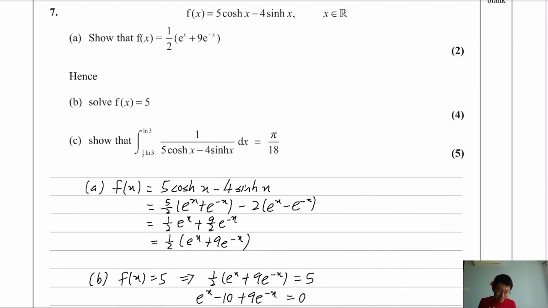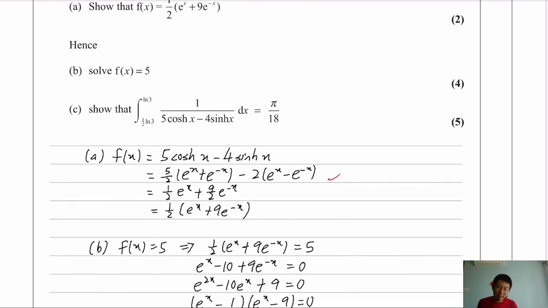So next one, we have f(x) equals 5 cos x minus 4 sin x in this case, and show that f(x) is equal to this expression. For this expression we have the cos and the sine, so we just have to apply the definition for the cos and the sine. Basically from there just tidy up the stuff, because we all know how to tidy up this kind of expression here.